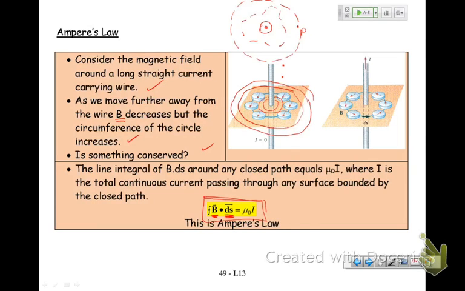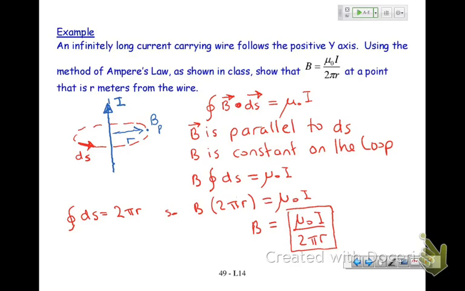Okay, so what we're going to do is, and so this is an example where I started worrying about people not taking notes and not listening. So I decided to try this thing where I put down the solution first, so I know it's right. I hope it's right anyway. And then you can watch and see where I'm going. So this is an example of a problem. It says an infinitely long current carrying wire follows the y-axis. Using the method of Ampere's law as shown in class, show that B is equal to mu naught I over 2 pi r at a point that is r meters from the wire.